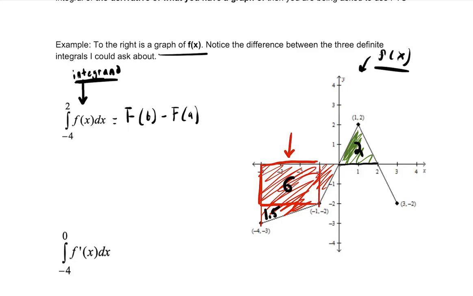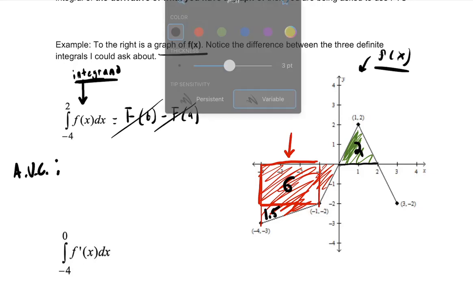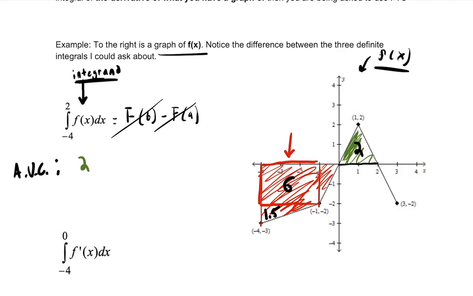So altogether, if we have the positive areas, I'm going to remember this is not the fundamental theorem of calculus. We are not using that. We're just using the green versus the red here. We're going to have 2 minus 7.5. The area under that curve would be equal to -5.5.